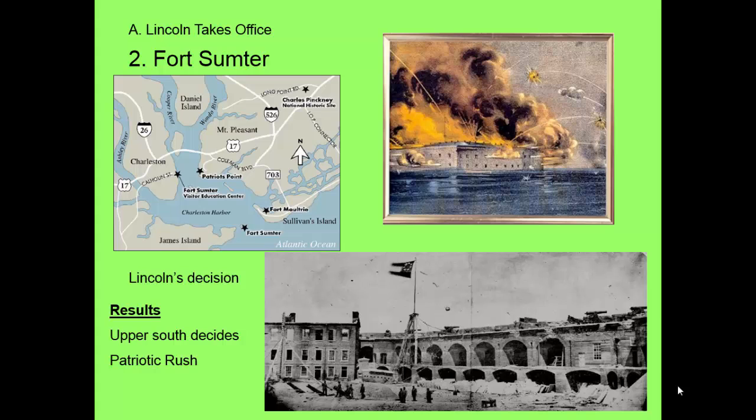In addition to that, the Upper South decides to secede. Those brown states on that map, Arkansas, Tennessee, North Carolina, and Virginia, those southern states decide to secede. They now know a war is going to happen. There will be no compromise, and they just can't fight against their southern brothers in South Carolina and Mississippi. And so, as a result of Fort Sumter, not only does the war start, but more southern states secede.